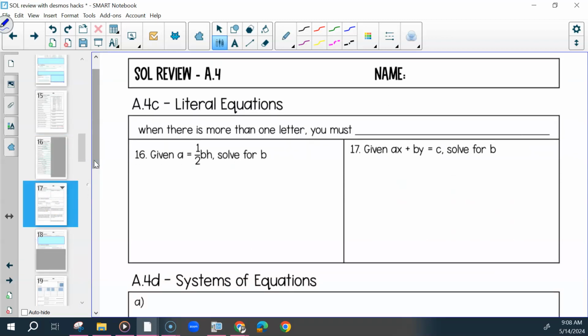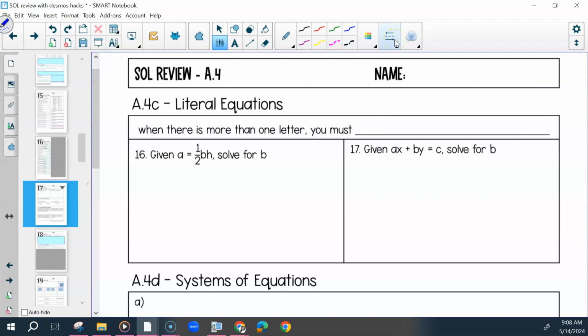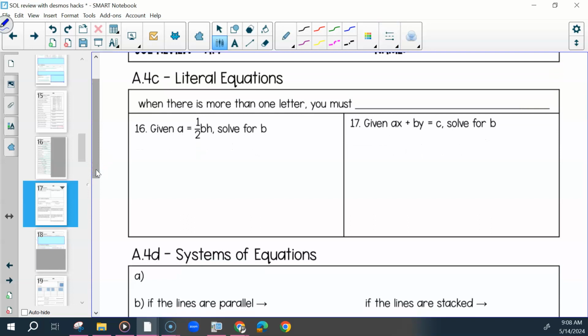So anything with literal equations, if you see multiple variables and you have to solve for a said variable, you're doing that by hand. Desmos won't help you with that. So in 17, we're given this equation, we have to solve this for b. So we could get rid of ax by subtracting it to the other side. And then because there are no other b's, I could divide both sides by b, just all at once instead of separately.